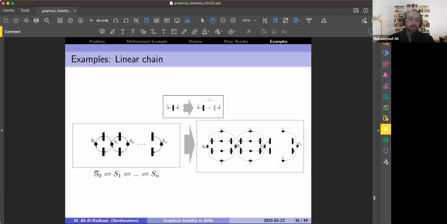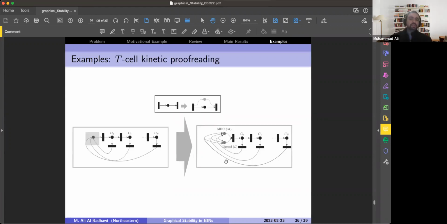This is another example. This is a simple network. S0 goes into S1 and so on to Sn. This is what we call a linear chain of reactions. If we replace each reaction by an enzymatic catalysis reaction, we get this chain of PTM cascade of post-translational modifications, and we get the same nice properties carry over to the new network.